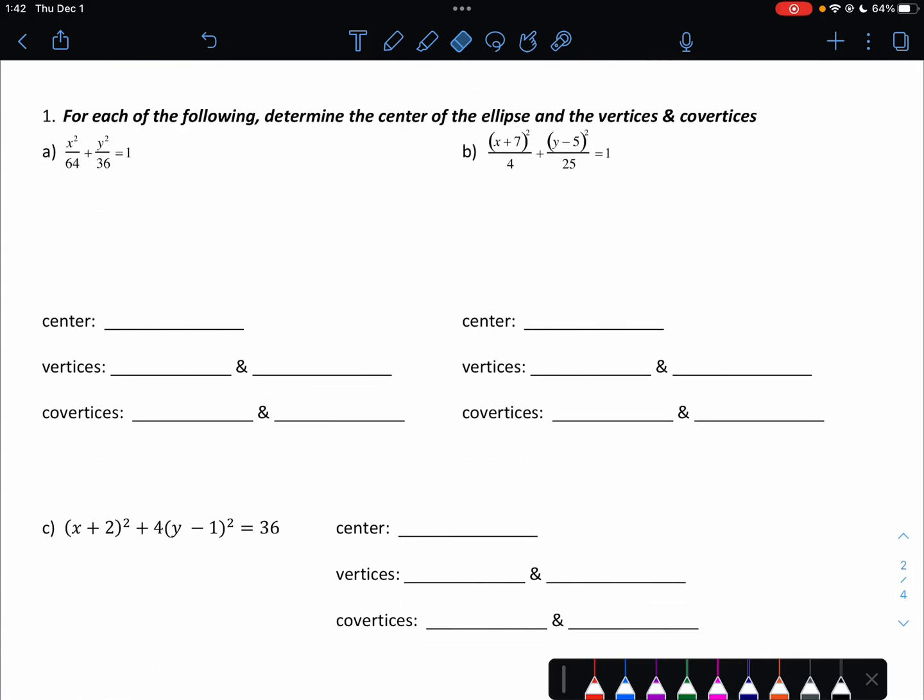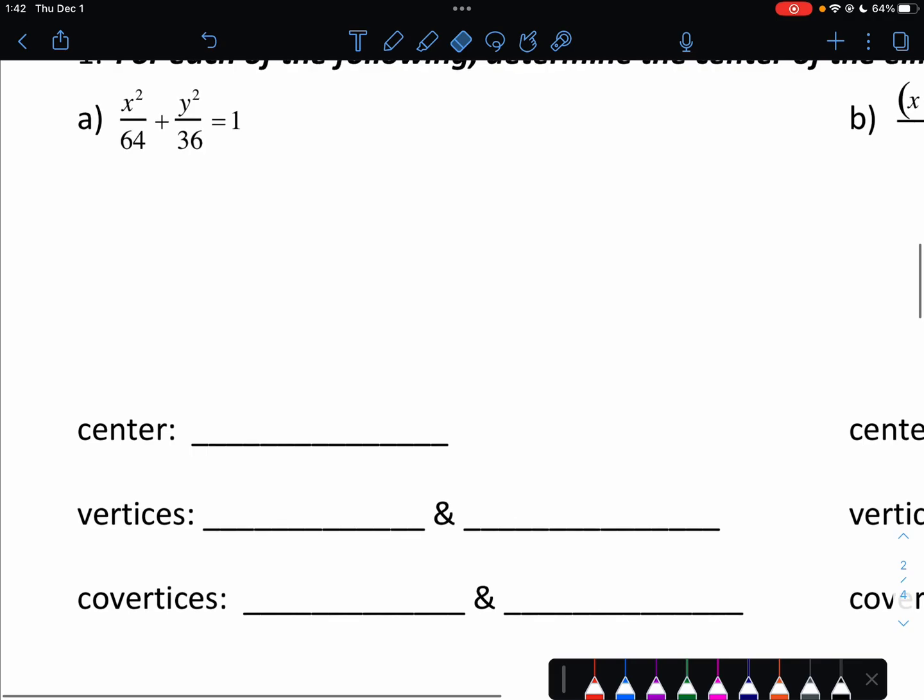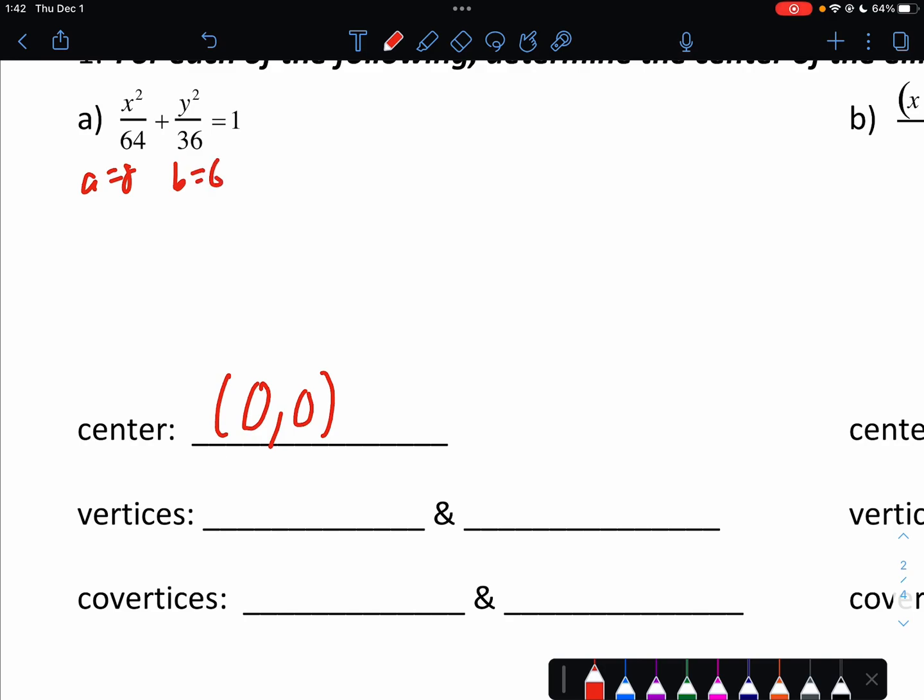Let's take a look at a couple problems here before we graph. No graphing yet. We'll get into that on the next slide. But first of all, just looking at this, I know this is an ellipse because it's in standard form. And it says equals 1, so that's great. Now, the center is going to be at 0, 0 because we're not subtracting or adding anything to y or x. A is 8 and B is 6.